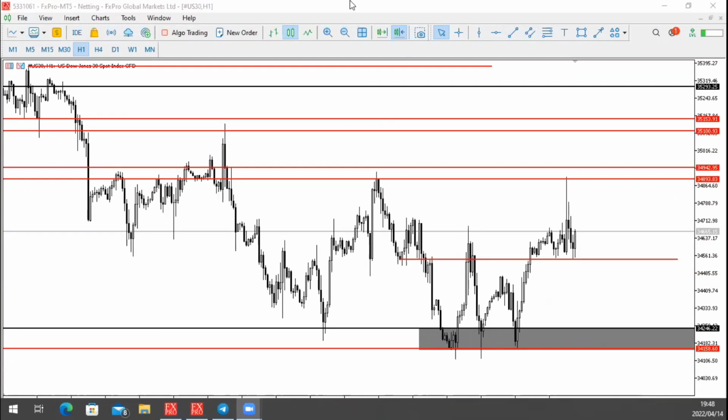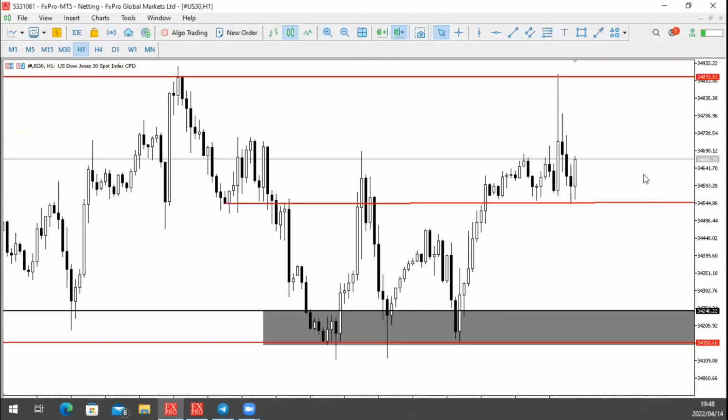So let me go like this. Okay, I'm on H1. As you can see, we are buying now. We have a buy now on USDT. I want to show you something, guys. We have a buy on USDT.